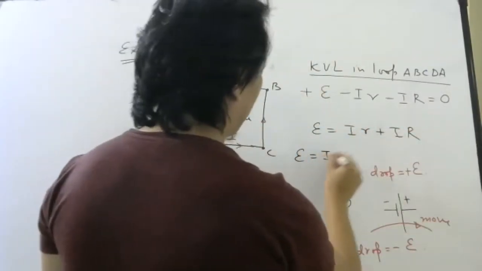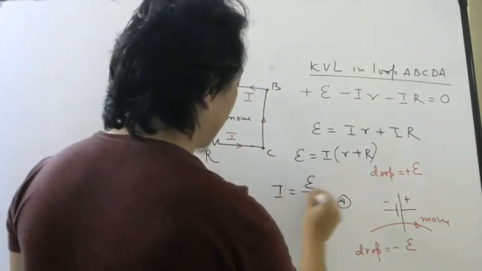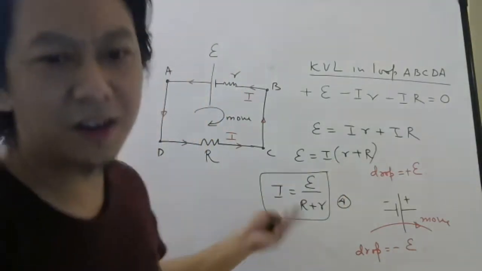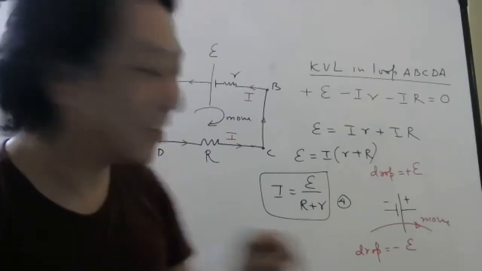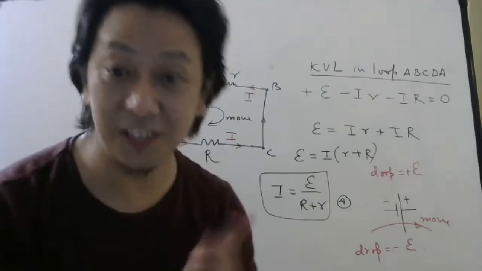E will be I common R plus R. So I will be E divided by R plus R. Already you know this formula, yesterday we have done. But it is nice to see that the same formula can be derived by using Kirchhoff's voltage law.